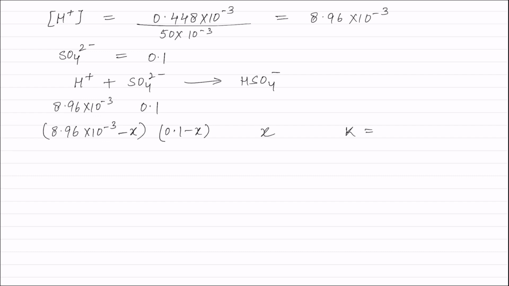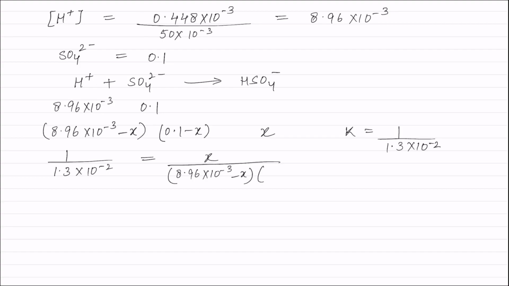The value of K for this equation will be 1 by 1.3 × 10⁻². Therefore, we can write 1 by 1.3 × 10⁻² is equal to X divided by the concentration of H⁺ ions, that is 8.96 × 10⁻³ minus X, multiplied by the concentration of sulfate ions, that is 0.1 minus X. Solving this equation, the value for X is equal to 0.00788.